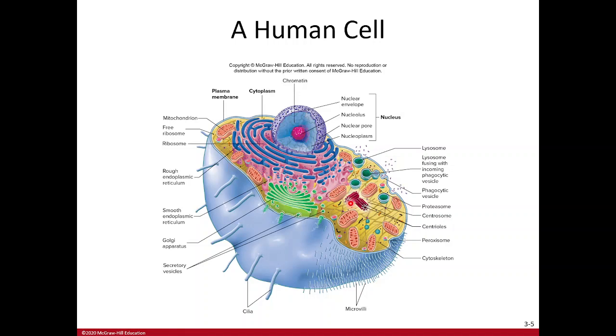And then the cells also have a pair of little organelles that are called the centrioles that help to separate the chromosomes that are found in the metaphase stage of mitosis when the cells are about to divide.